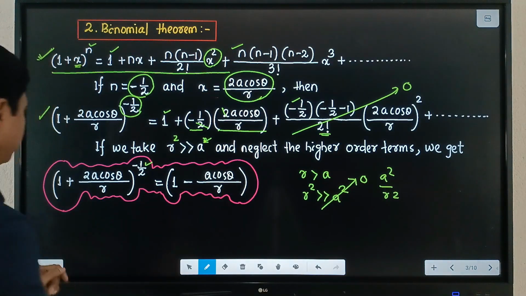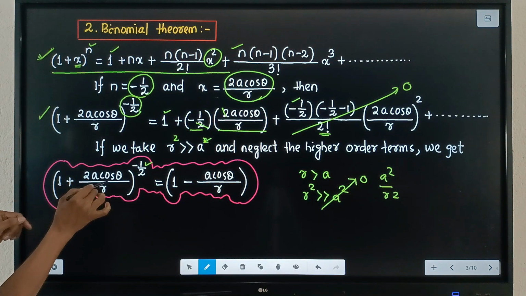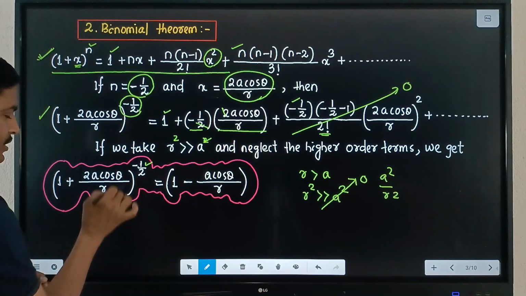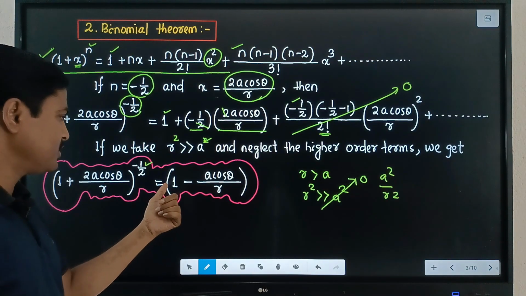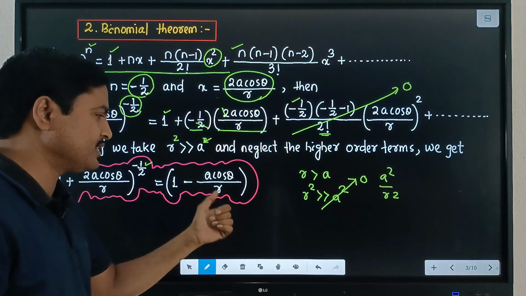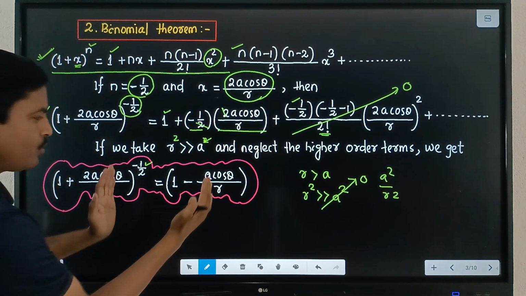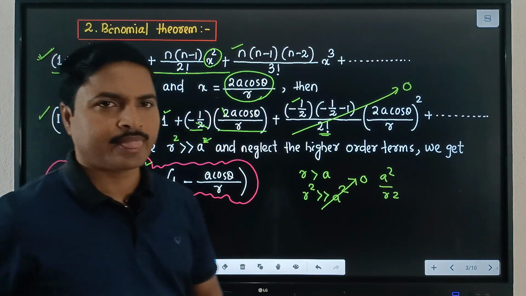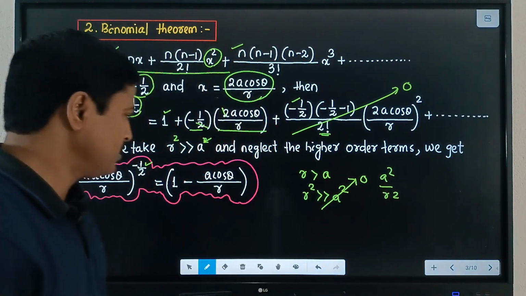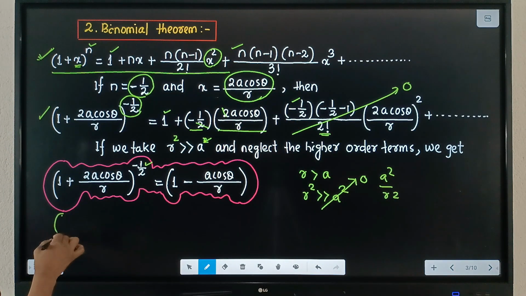So finally we write 1 plus twice a cos theta by r. If the power is equal to minus half, this expression becomes 1 minus a cos theta divided by r. That means in place of this, if we apply the binomial theorem, we directly write this one. Clear?